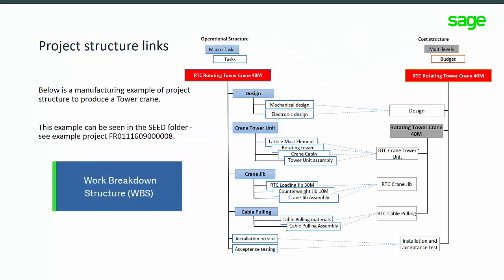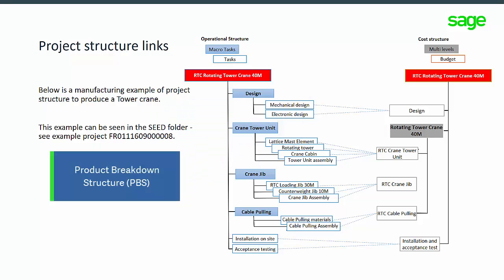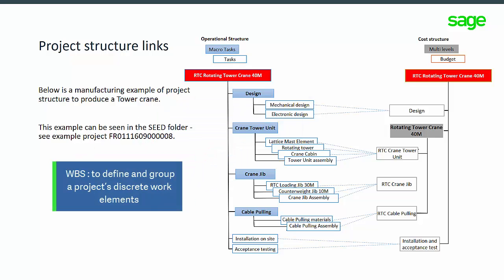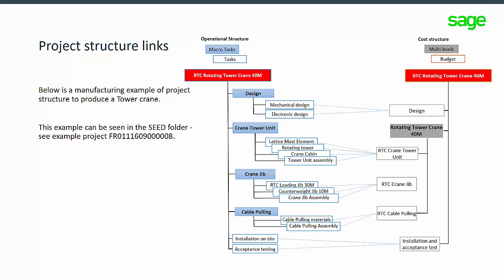Operational structure comprises labor elements in the form of a work breakdown structure and product elements in the form of a product breakdown structure. The work breakdown structure, or WBS, is a tool used to define and group a project's discrete work elements or tasks. This is done in a way that helps organize and define the total work scope of the project. It provides a framework for detailed cost estimating and cost controls, along with providing guidance for schedule development and control.